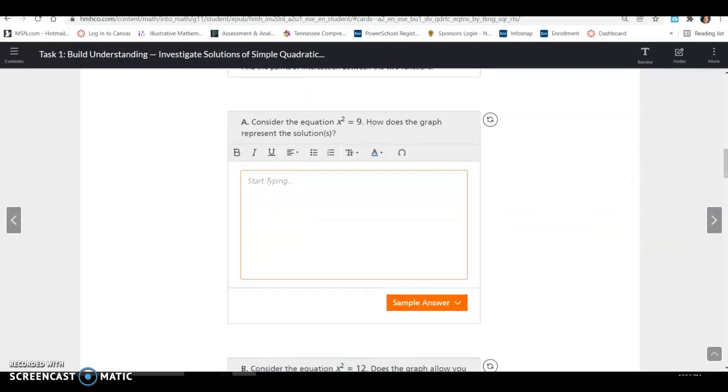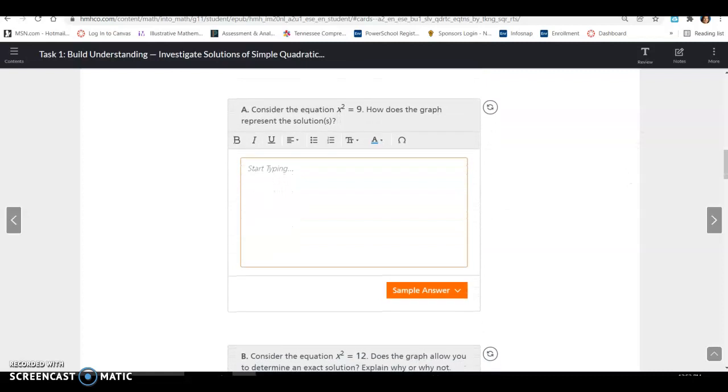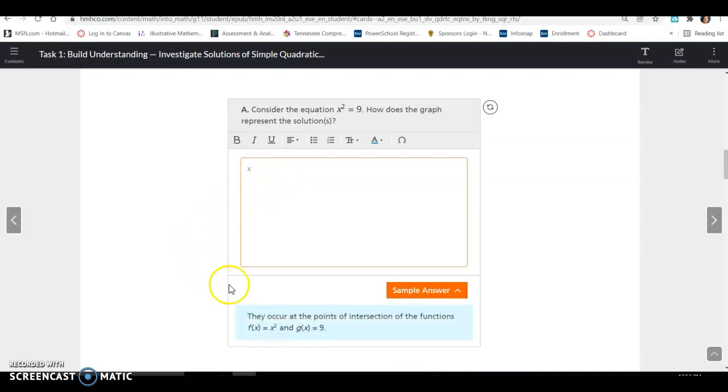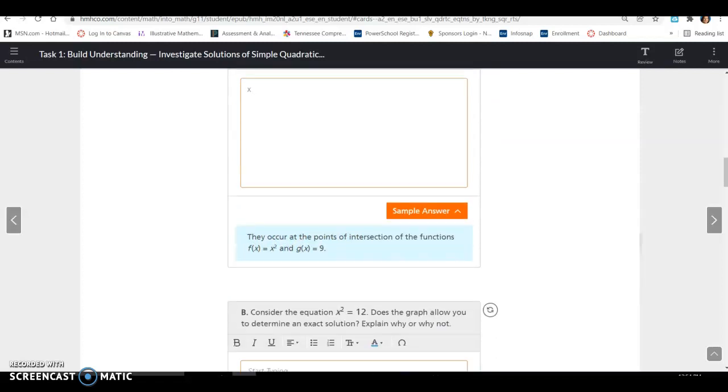Consider the equation x squared equals 9. How does the graph represent the solution? When you take the square root of 9, you get plus or minus 3, so it should intersect at both 3 and negative 3. Let's see what it says. It says they occur at the points of intersection of the functions f of x equals x squared and g of x equals 9. So if you graph this and you graph this, you're going to find the intersection of the two graphs. We've done that previously, I believe.